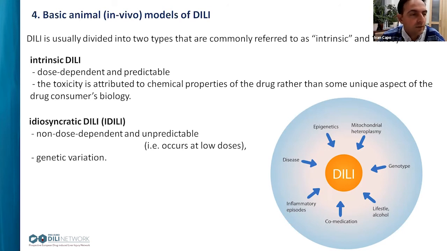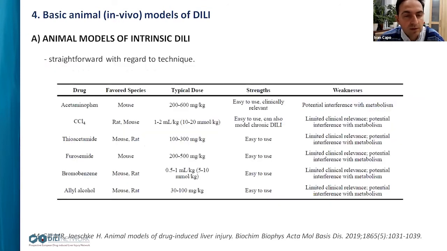On the other side, we have idiosyncratic DILI, which is non-dose dependent and unpredictable. These animal models are less developed, and they are not as predictable as the intrinsic ones, which we use in our laboratory. These idiosyncratic DILI models usually need some genetic variation, and we will see what else can be introduced before we start to investigate the potential DILI effect of some drugs.